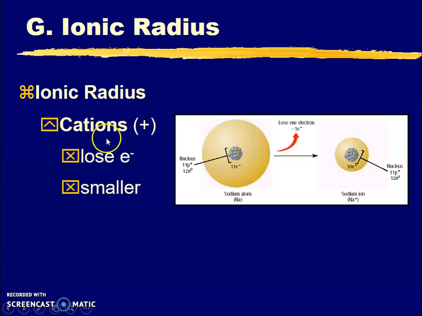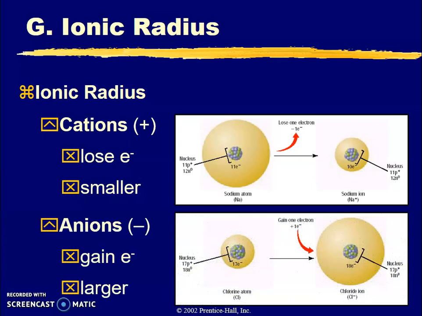Okay. Cations have lost electrons, so they are missing some electrons. Because of that, they get smaller. Which makes sense. If you lose something, you get smaller. If you lose weight, you get smaller. So if you lose an electron, you're going to get smaller, but they're going to have a positive charge because electrons are negative. If you lose some negative, you become positive.